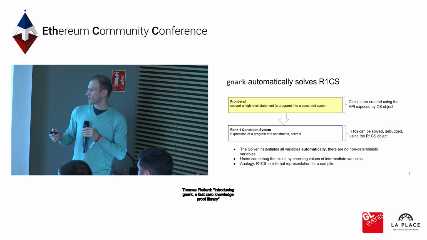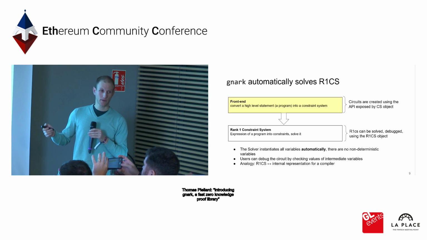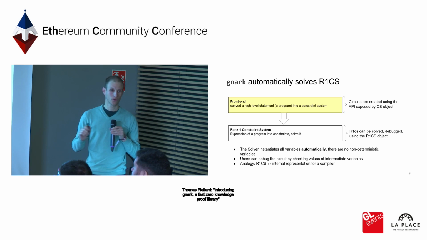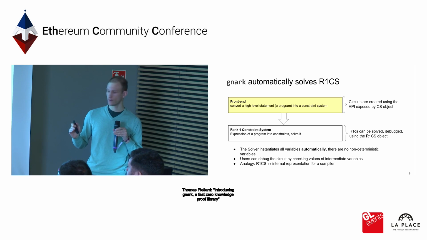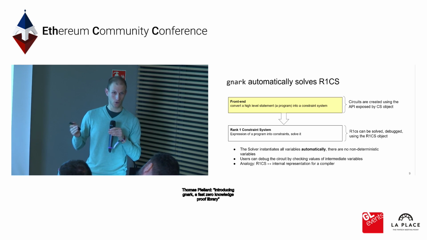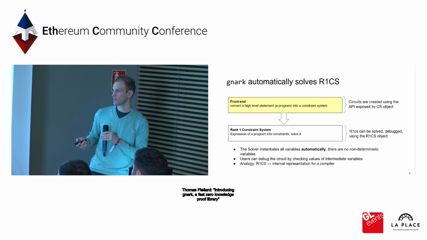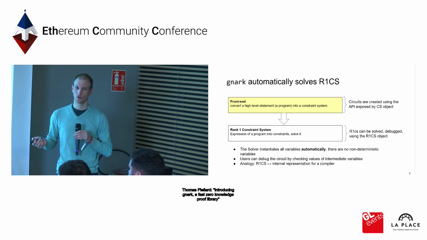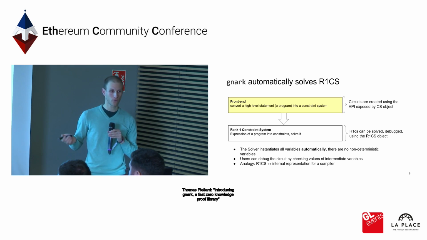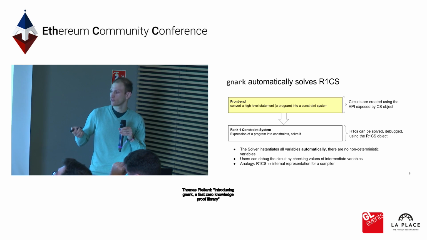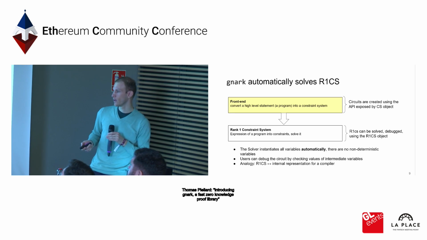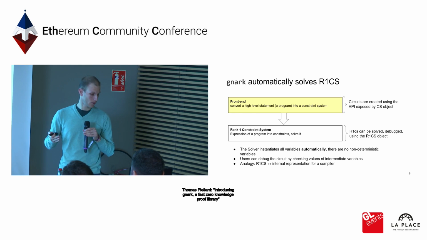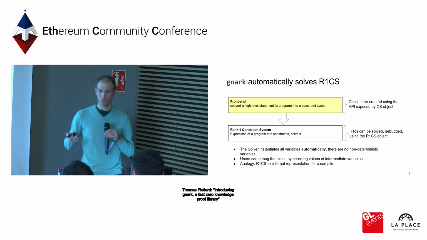And one of the features of gnark is that it automatically solves the constraint system. There are no non-deterministic variables. You don't need to provide any hint or clues to the solver to instantiate all the variables. And you can use this feature to debug a program. So you can query the value of an intermediate variable just to check if you didn't make any mistake, for instance. You can think of the R1CS as what the internal representation of a program is for a compiler.